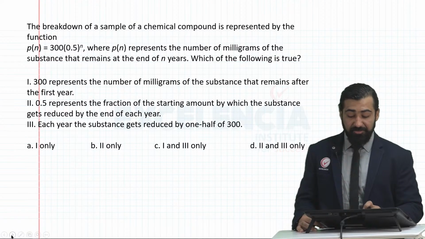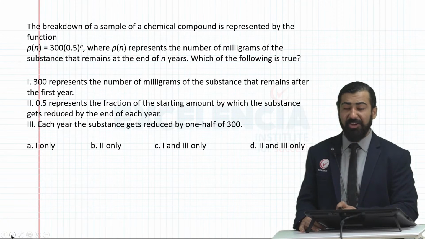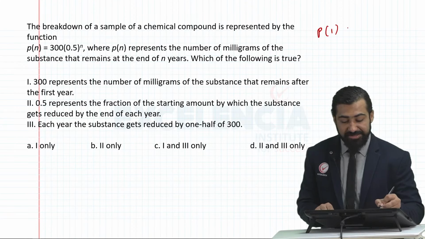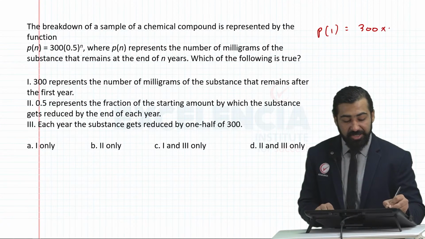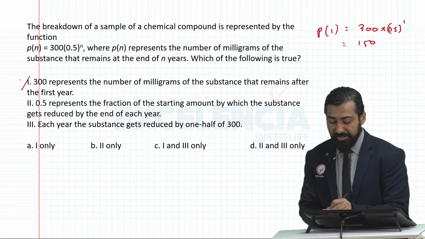300 represents number of milligrams of the substance that remains after first year. After first year, that means when I put n as 1, I'll have 300 into 0.5 to the power 1, that will become 150. So option 1 is wrong.